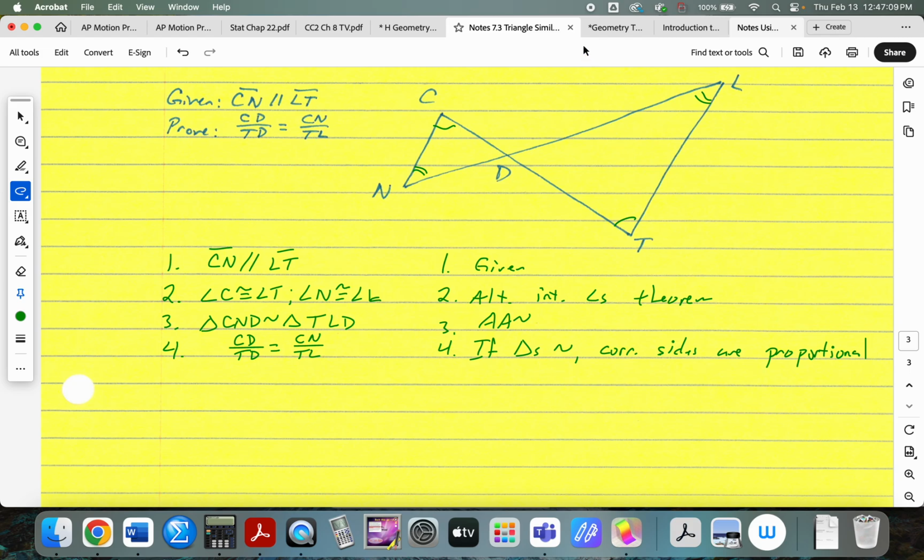All right then. So quiz tomorrow over the stuff on similarity will not include today's lesson.